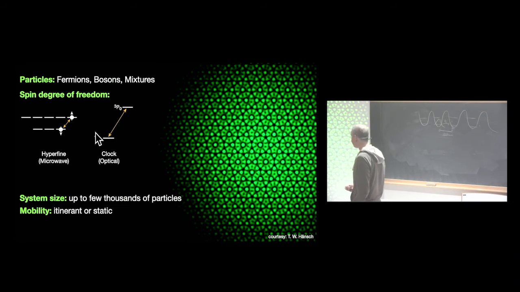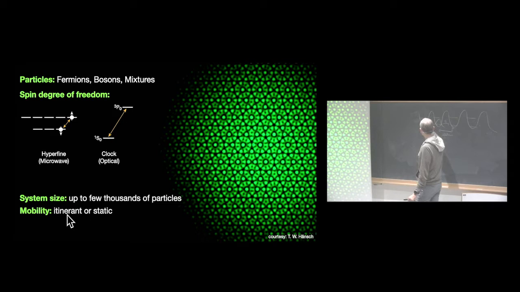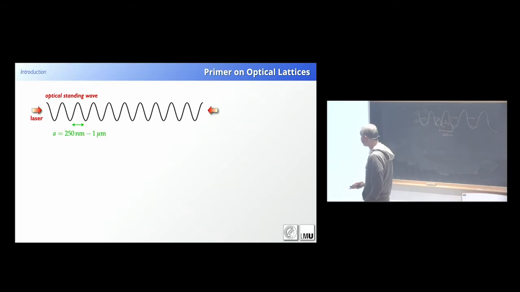So the system sizes we're going to talk about are up to a few thousand particles. I'm going to show you some pictures for that. And mobility, as I said, can be either motion in the system, so it can be itinerant, or we can also fix the particles, lock them into the lattice by just making this lattice very deep. Right? So if this is very deep, then the tunnel coupling will be exponentially suppressed and they're just stuck where they are, and then we just have to realize, you know, maybe other interactions to make something interesting between the atoms in the system.